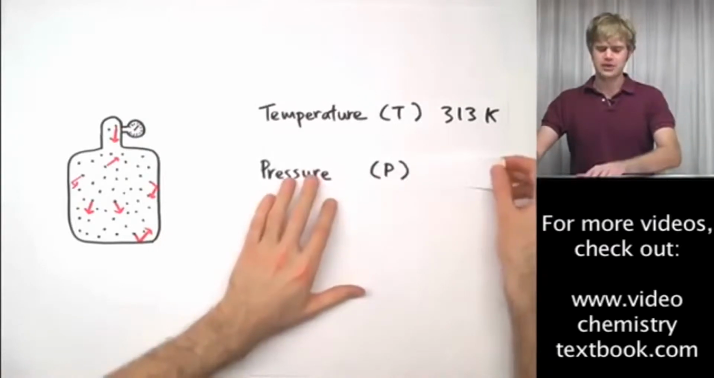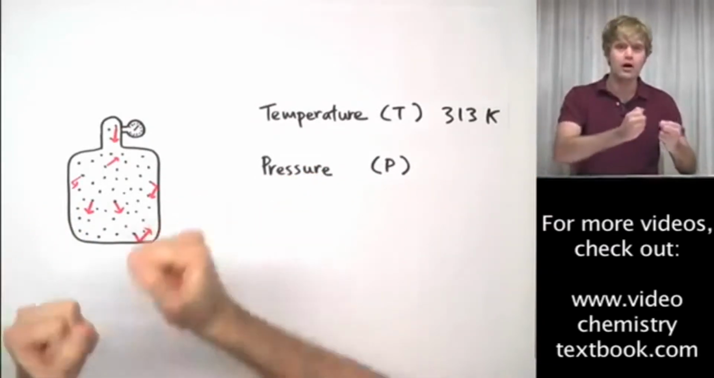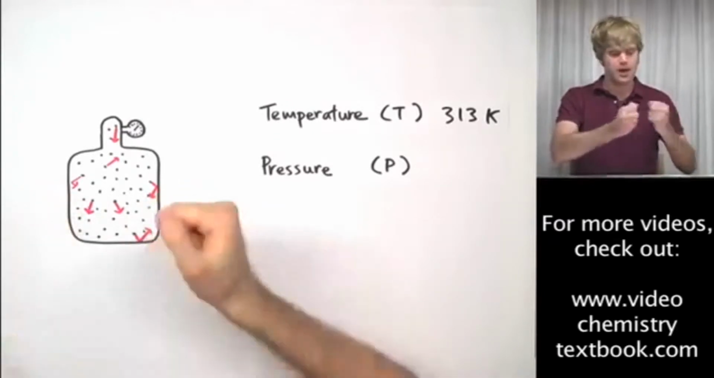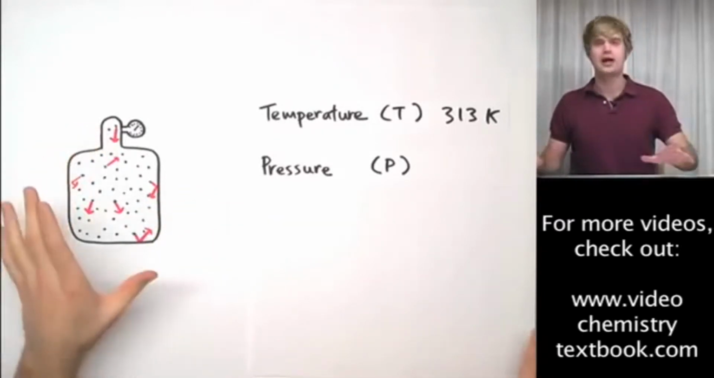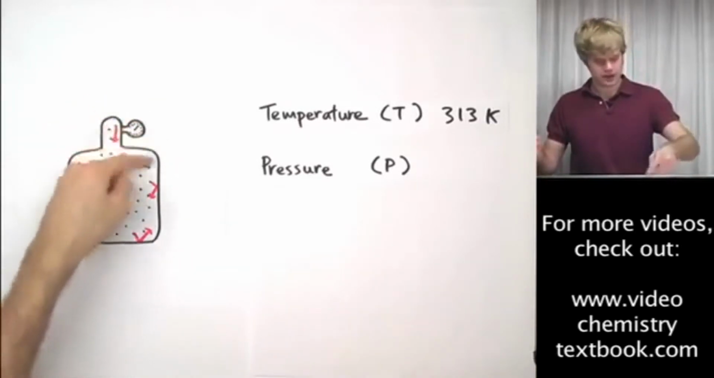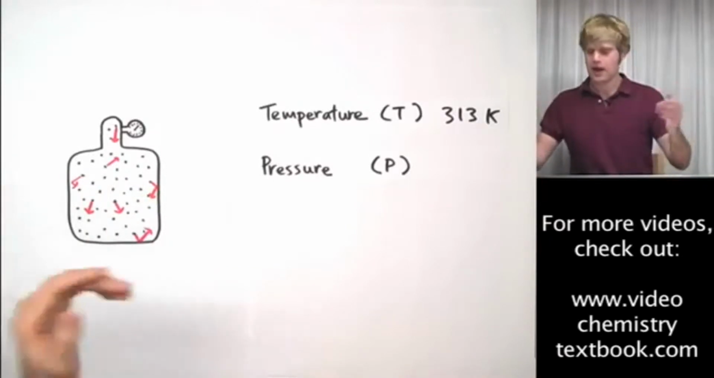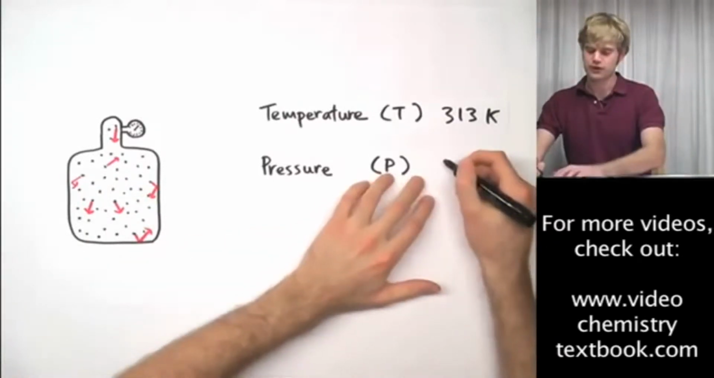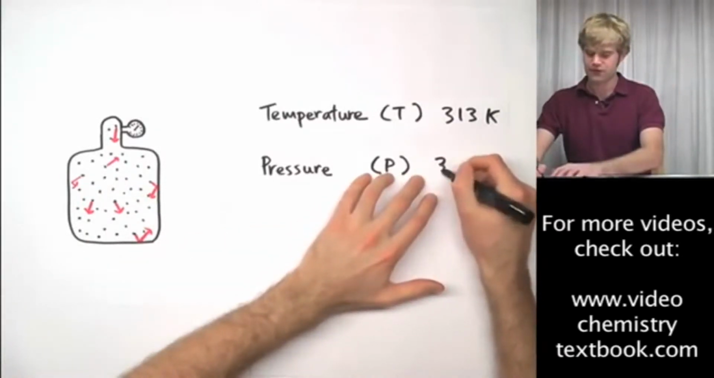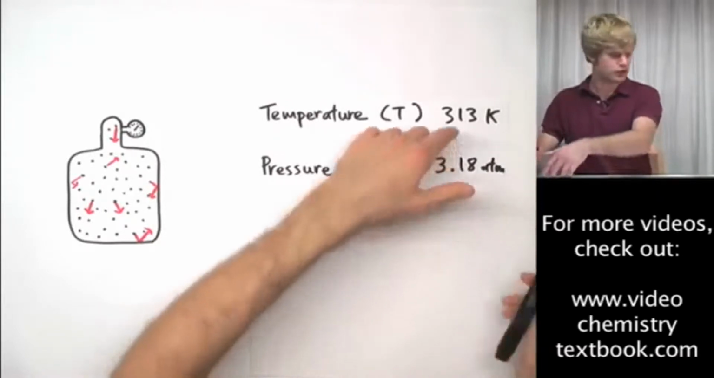That's how hot these gas particles in the sample are. When you talk about gas, another important characteristic is pressure. How hard are these gas particles bouncing against the side of the tank? How much pressure are they exerting on them? We could measure this with a pressure gauge on the top of this tank. We could say the pressure for this is 3.18 atm.